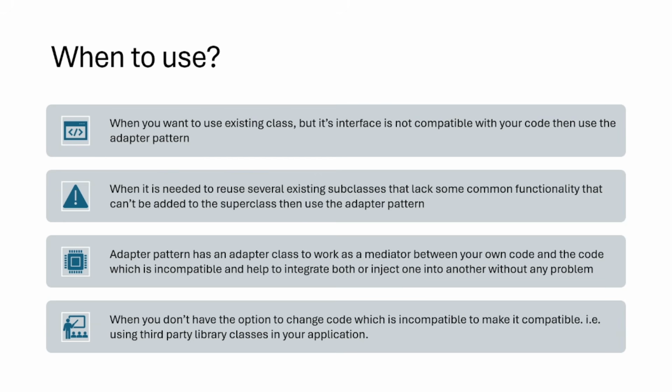In that case, you can create an adapter class that will convert your XML data to JSON formatted data, so that JSON formatted data will be passed to the third-party library, which will be used to visualize the data efficiently in a dashboard. So adapter pattern works as a mediator to integrate two types of incompatible objects.